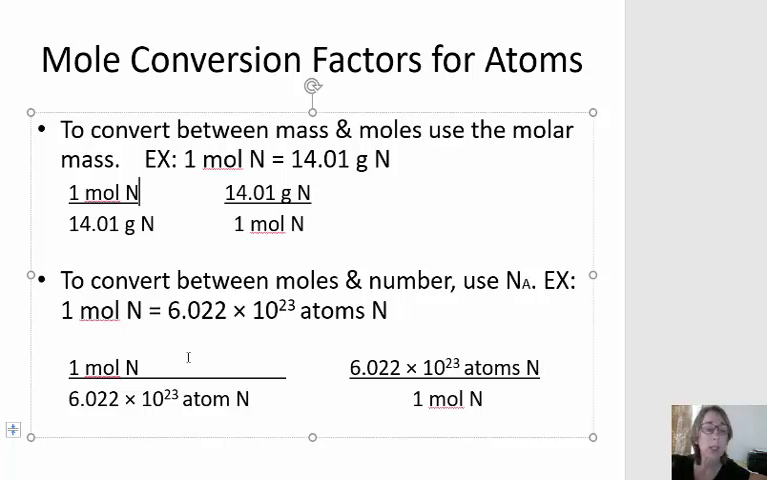And then on the bottom part of the slide, we have the 2 conversion factors for the relationship between mole of nitrogen and number of atoms. On the left, we have 1 mole of nitrogen in the numerator and 6.022 times 10 to the 23 atoms in the denominator. And next to it, we have the conversion factor of 6.022 times 10 to the 23 atoms in the numerator and 1 mole in the denominator. So which of these 2 conversion factors depends on whether your question is asking you to go from moles to number of atoms, or you are given number of atoms and asked to go to moles.